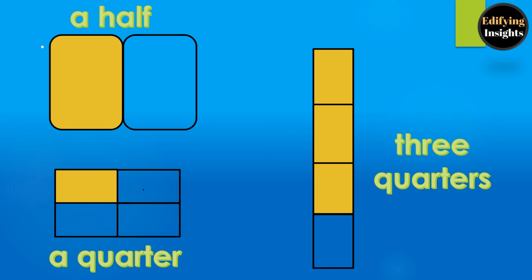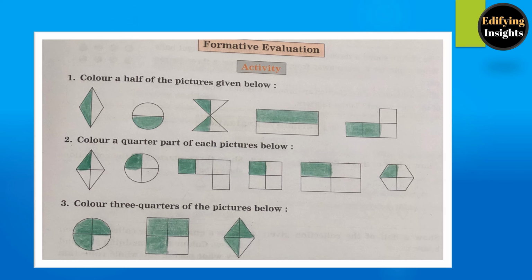So after coloring, this is how it will look. The first one is a half, this is a quarter, and this is 3/4. See children, after coloring the exercise, it will look like this.